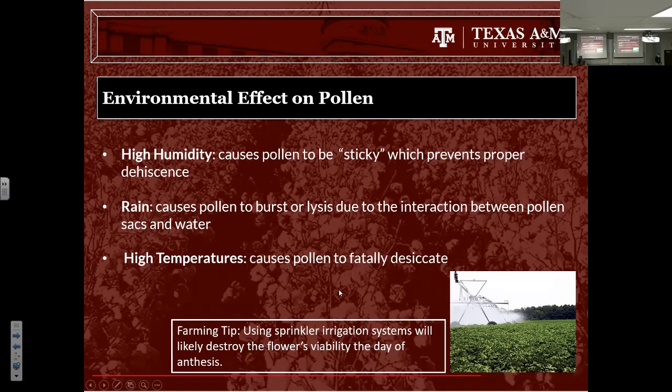So one farming tip that I have is that using sprinkler irrigation systems will likely destroy your flower viability the day of flowering. So if your crop is flowering, I would not water it, only because it affects the pollen so much.